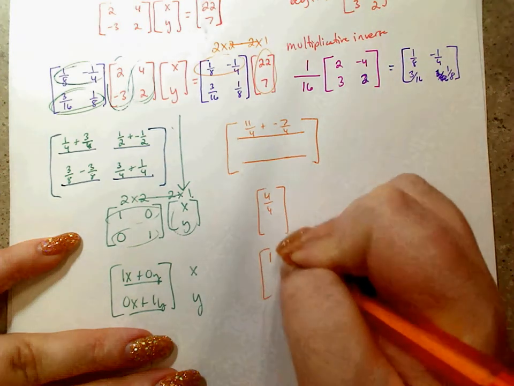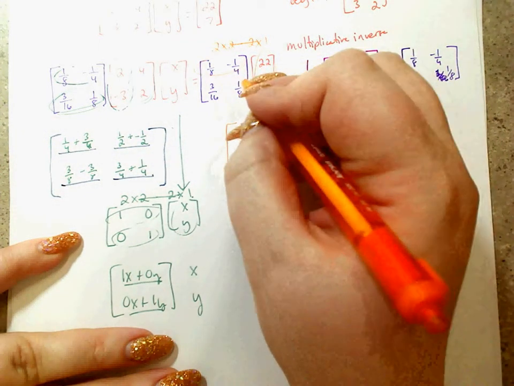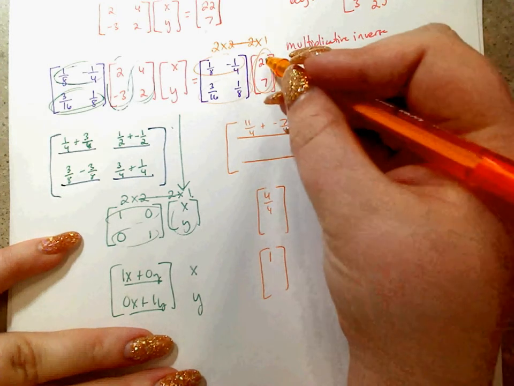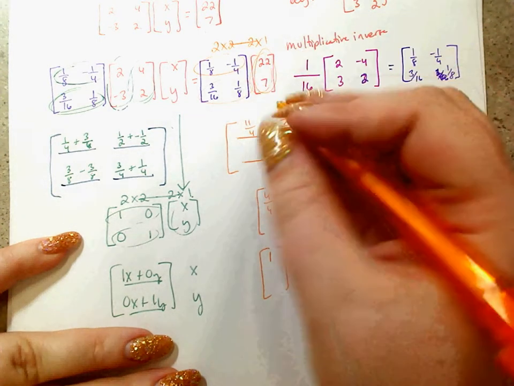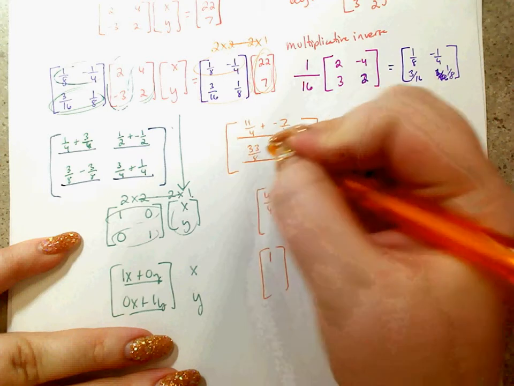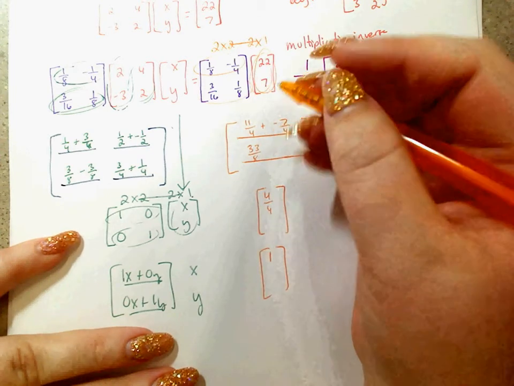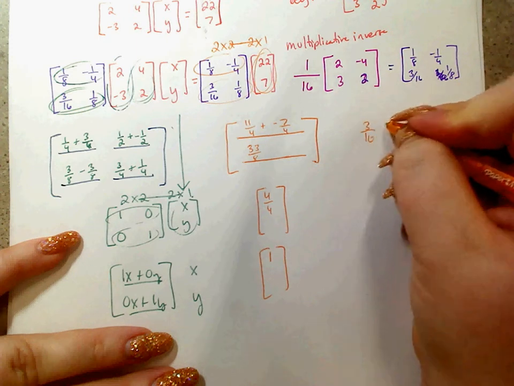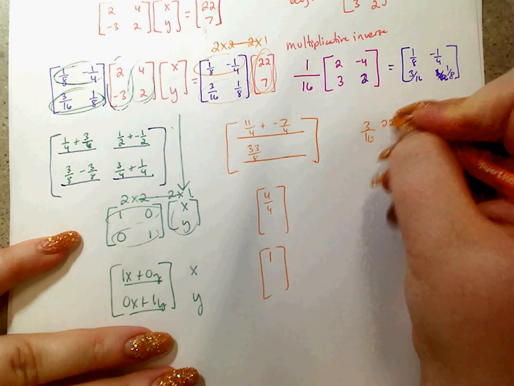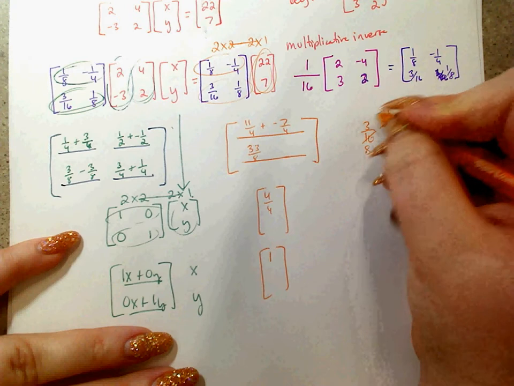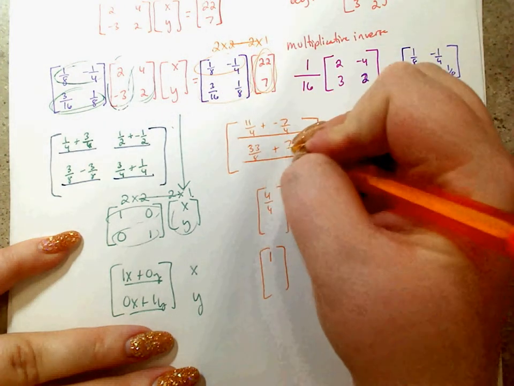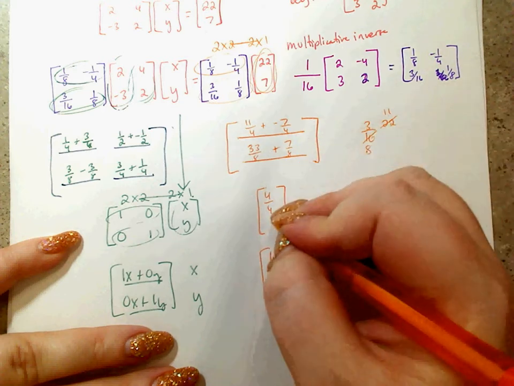And then this one right here, we've got row times column. 3/16 times 22 is going to be 33/8. And then 1/8 times 7. And I got that from saying, just to be clear, 3/16 times 22, I divided them both by 2 and got 11/8, and so 33/8. 1/8 times 7 is 7/8, and so that ends up being 40/8, and 40 divided by 8 is 5.